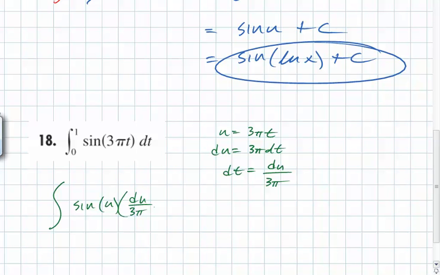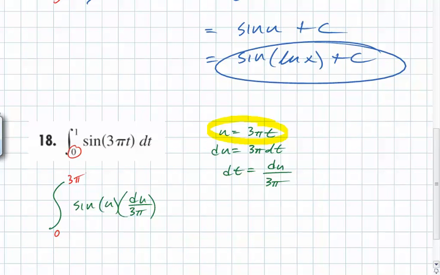We're not in t anymore. What are we using? We're using u. What does u equal? 3 pi t. So what do the limits of integration become? What happens when you plug 0 into 3 pi t? 0. And what happens when you plug 1 in? So you go from 0 to 3 pi now, and you won't have to go back.